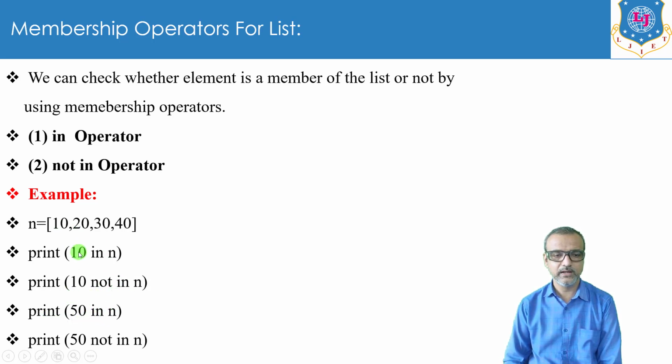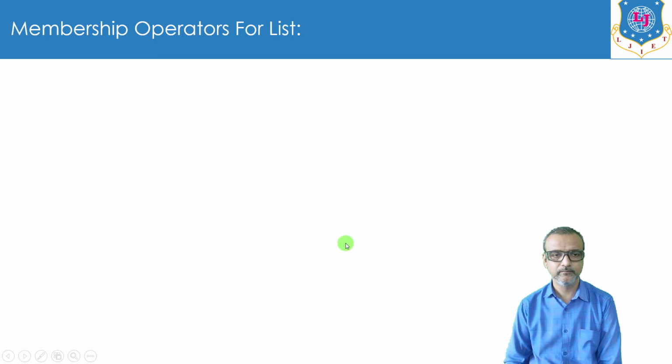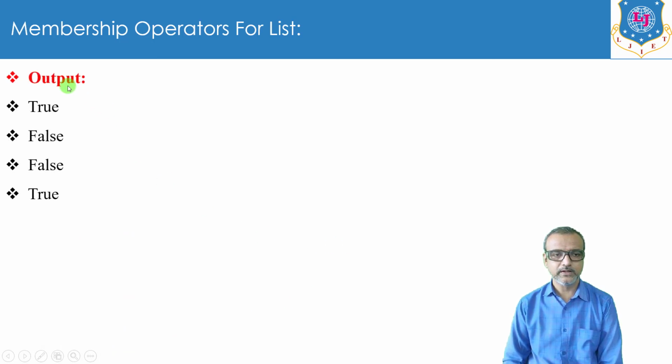Print 50 in N. 50 is not in the list N, so it will give us false. Print 50 not in N. 50 is not there in the list N, so it will give us true. So here is the output: true, false, false and true.